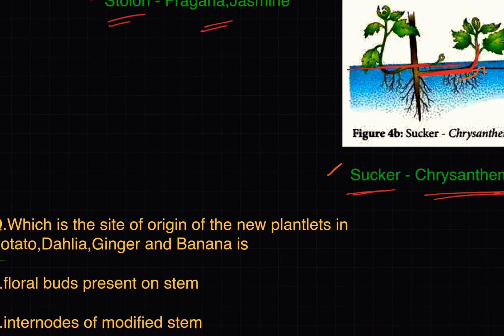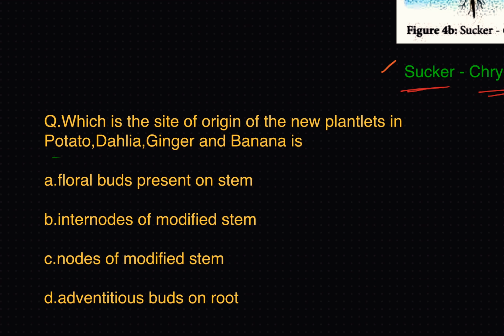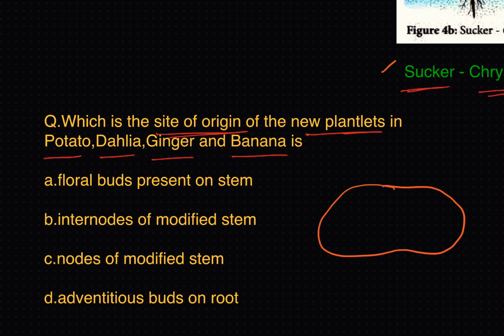Now, let us solve a question based on this. Which is the site of origin of a new plantlet in a potato, dahlia, ginger and banana? All the 4 examples are examples of plants which produce special structures called vegetative propagules. Now, if you take the example of potato, from every part of the potato a new plantlet cannot arise. Each plantlet will arise from special structures called eyes. Yes, so you know that.